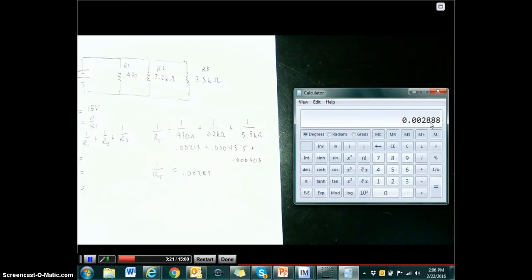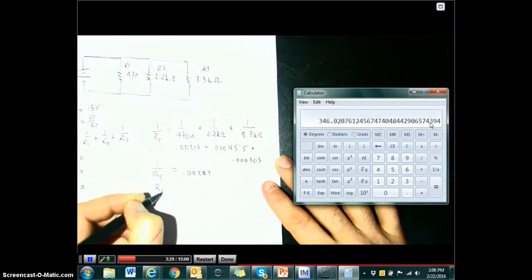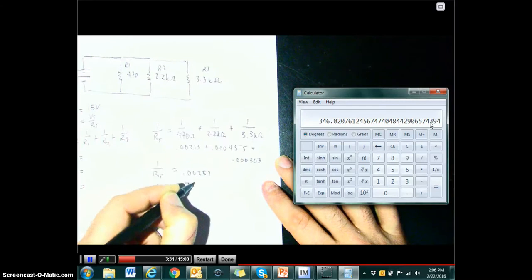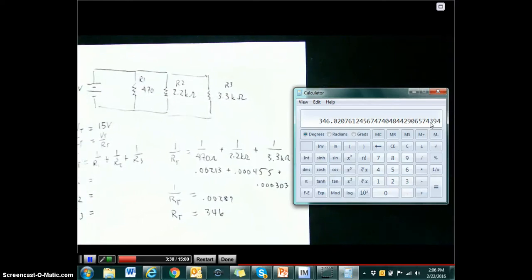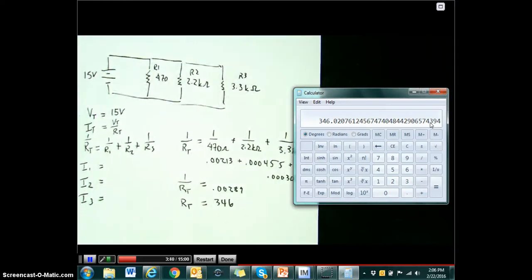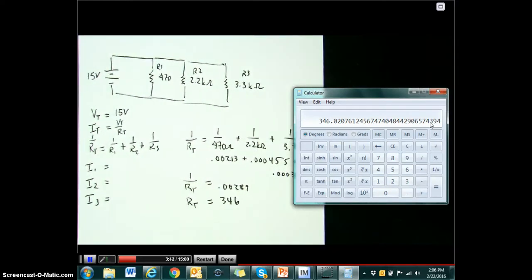We have to take the reciprocal of that answer. So 1 divided by 0.00289, enter. And we get approximately, our total resistance is equal to 346. If you remember, we talked about the resistance here. Our total resistance is going to be smaller than our smallest resistor. So it ends up being smaller, but it's still relatively close. It's not like it's 1 or 0.00003. If you notice that right off the bat, something's wrong.